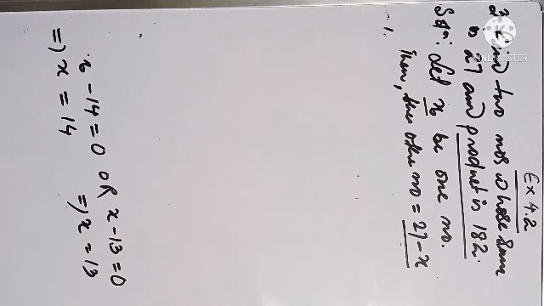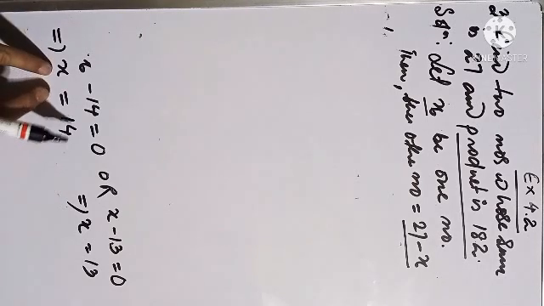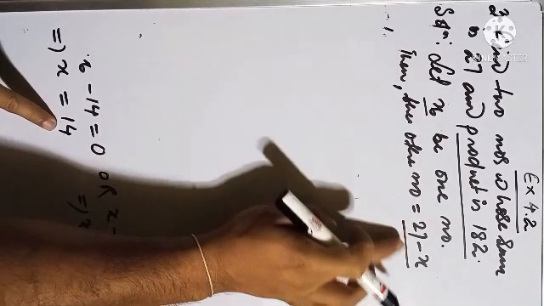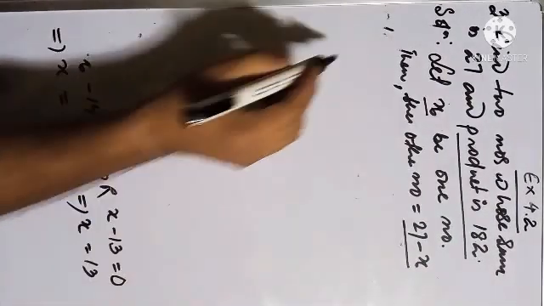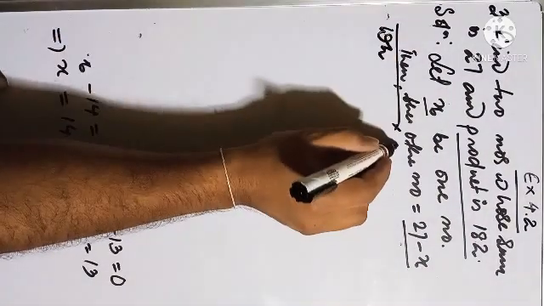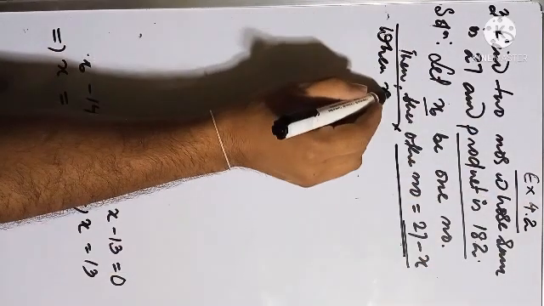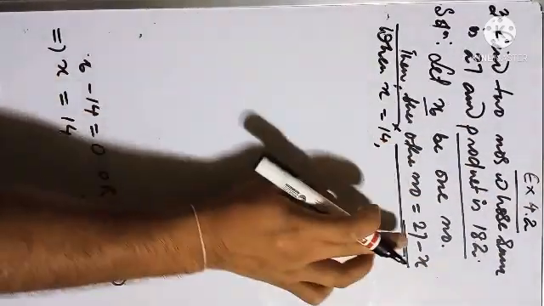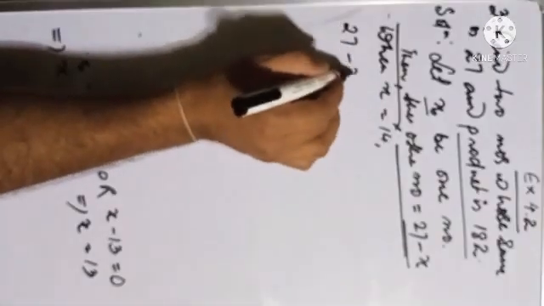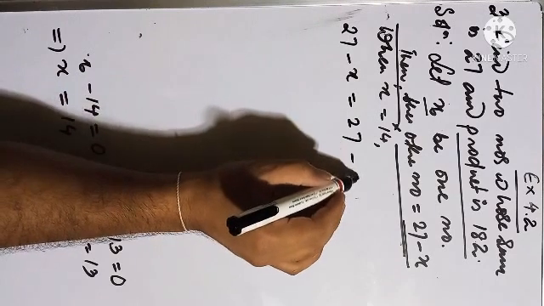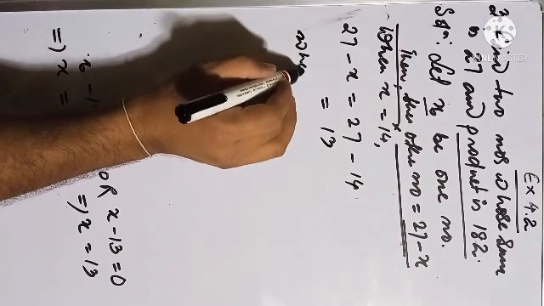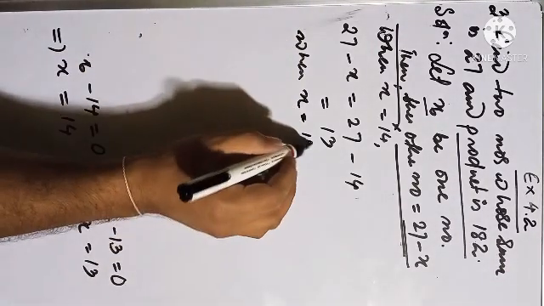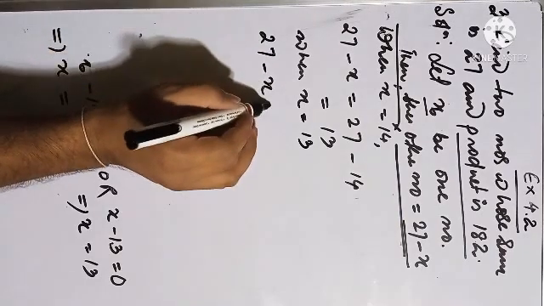I will not do it in a shortcut manner. Let me do it with the correct process. When x is 14, what is the value of 27 minus x? Similarly, when x is 13, what will be the value of 27 minus x? Let me find out. When x is 14, what is the other number? 27 minus x equals 27 minus 14, and we now have 13. Similarly, when x is 13, the value of 27 minus x will be how much?